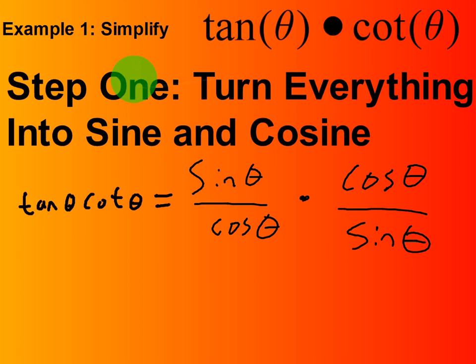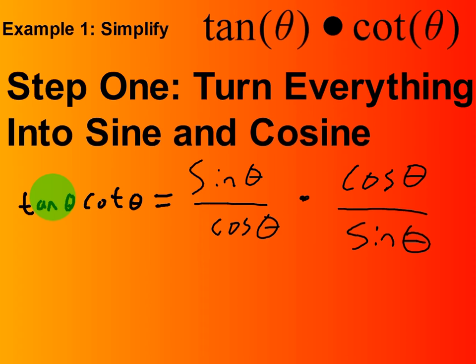The first thing you want to do, for step one, is to turn everything into sine and cosine. I promise you it's going to make your life easier. Now, if you see a simpler way to do it and you know it's going to work, go ahead and do that. But like I said, this always works. And if it always works, I would recommend doing it that way at first until you get really good at it. So what do I mean by turning everything into sine and cosine?